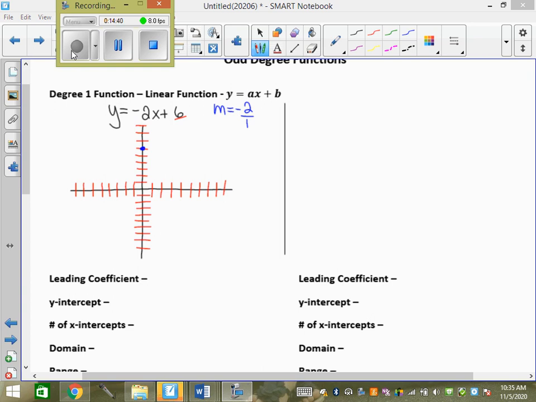Slope is the same. So we have to rise. So it's negative 2, so we're actually going to rise down 2. And then we're going to run horizontally 1. Right?